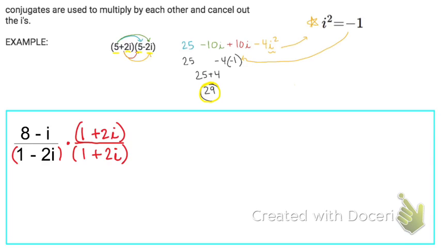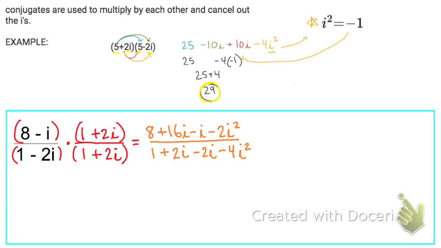Because 1 minus 2i over 1 minus 2i is just like we're multiplying by 1. So now let's use the FOIL method to multiply our numerator and our denominator. And this is what I get. So again, I just used the FOIL method. I multiplied the first, the outside, the inside, and the last.